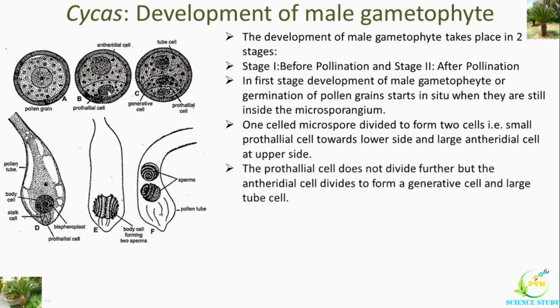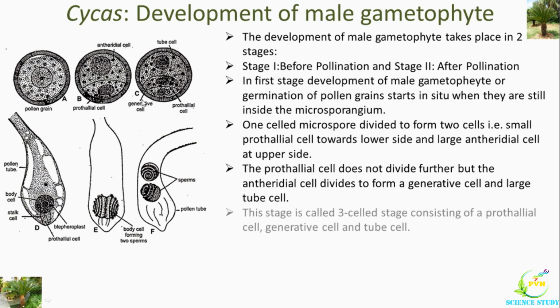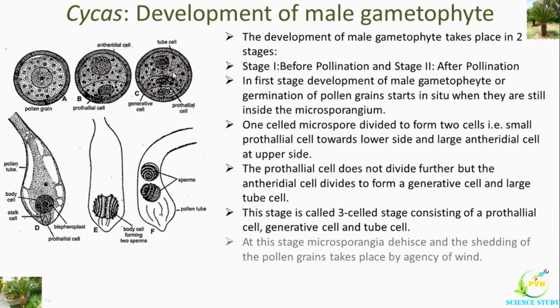Now the prothallial cell is not going to be divided further, but the bigger antheridial cell is also going to be divided to form two cells. Here the antheridial cell forms the tube cell as well as the generative cell. So this stage is known as the 3-cell stage. It consists of the prothallial cell at the base, the generative cell in the middle, and then the tube cell at the upper side.